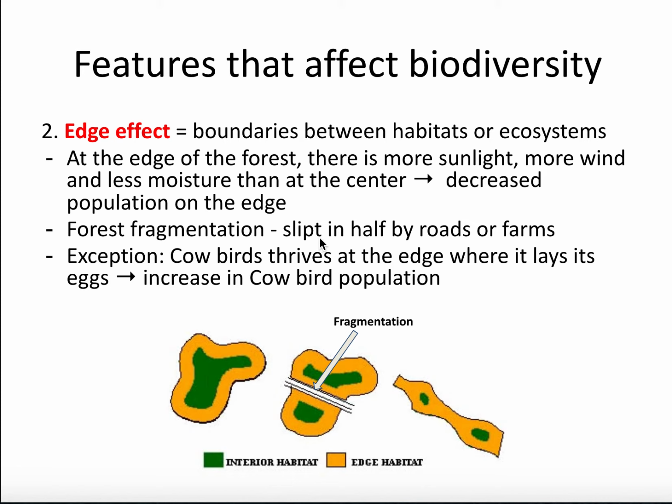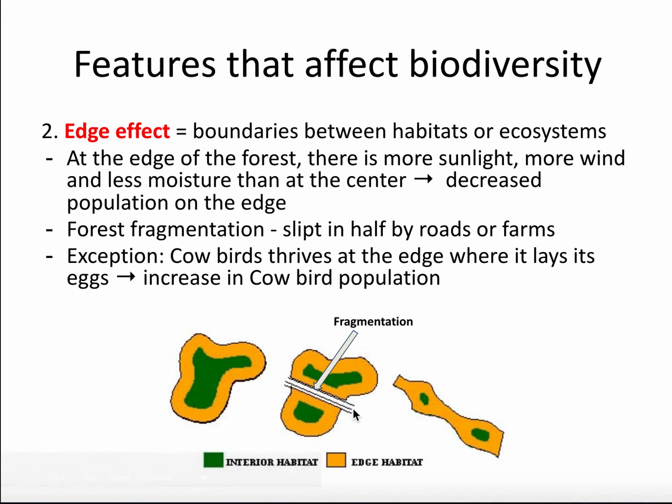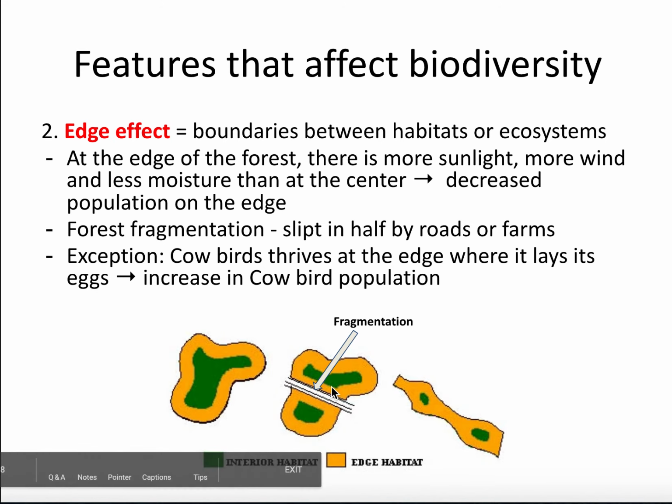Forest fragmentation, so this would be fragmentation here, is when there's a splitting of the ecosystem. So splitting in half by roads, or maybe a farm was put in the middle of that habitat, that fragments or makes it into pieces. So now the edges have increased. You can see here, now there's an edge here and here because of this fragmentation. So that can affect, now there's more edge type species instead of the species that would be in the middle, like here.